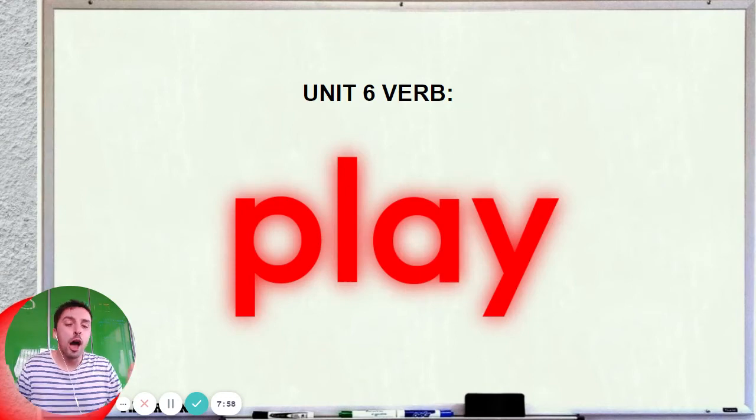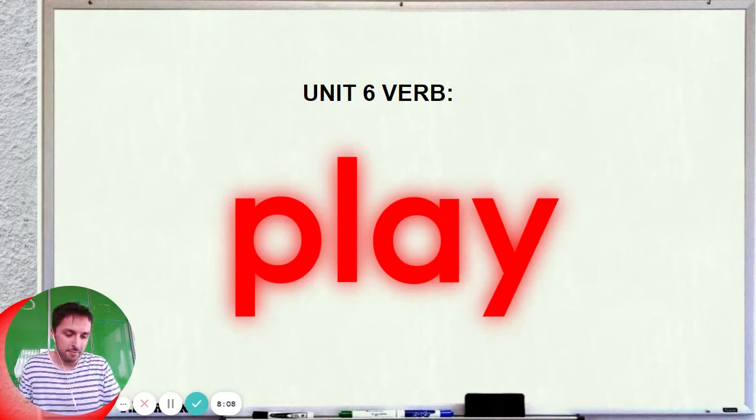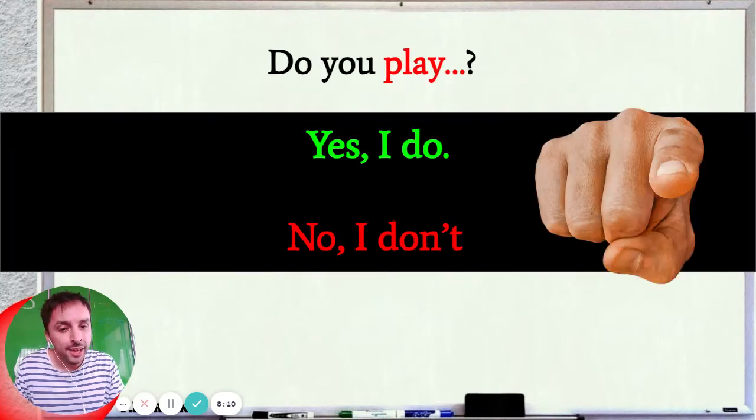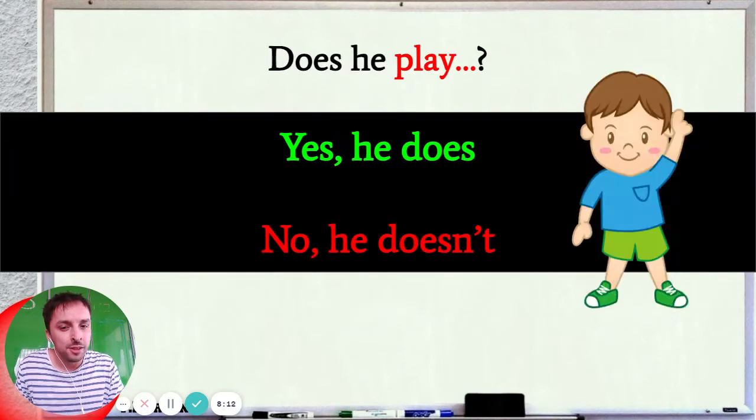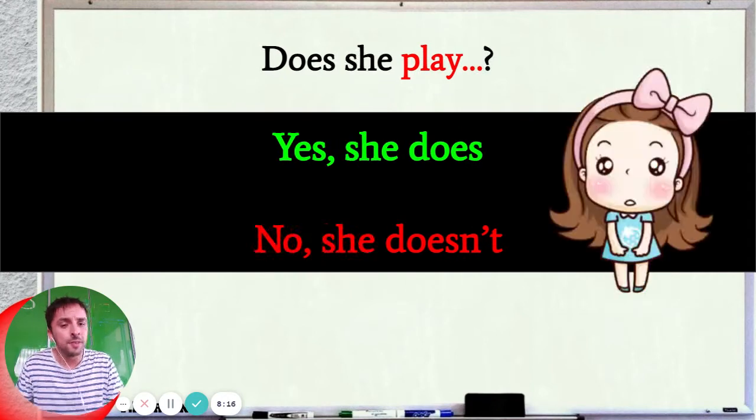Okay, so remember our verb for Unit 6 is play. That's the verb we're going to be using in Unit 6. Play, to play. Okay, so do you play? Yes, I do. No, I don't. Does he play? Yes, he does. No, he doesn't. Does she play? Yes, she does. No, she doesn't.